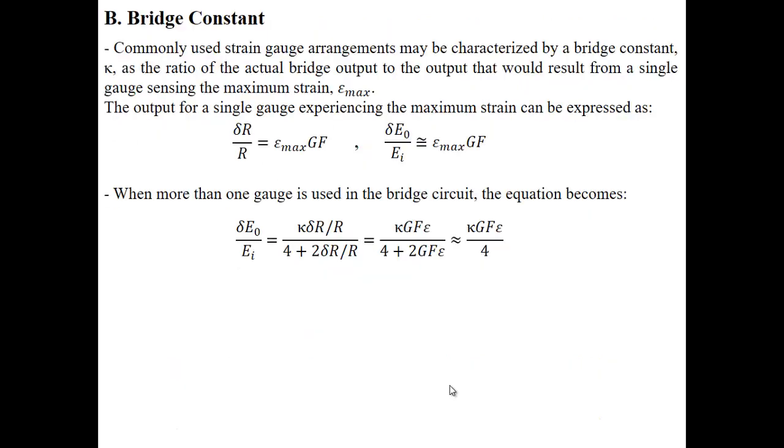Okay, the second one, we go to the bridge constant. Commonly used strain gauge arrangements may be categorized by a bridge constant, which is the ratio of the actual bridge output to the output that will result from a single gauge sensing the maximum strain. The output for a single gauge is calculated from this one. However, when more than one gauge is used in the bridge circuit, the equation becomes like this. So this is how it is calculated for a single gauge, and this is how it is calculated for more than one gauge.